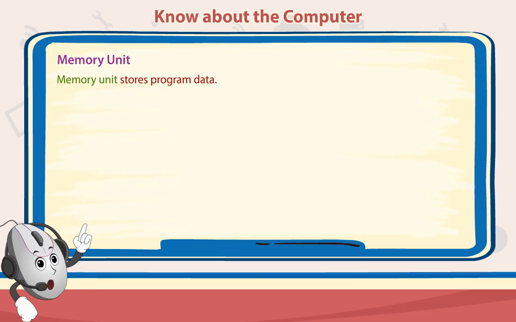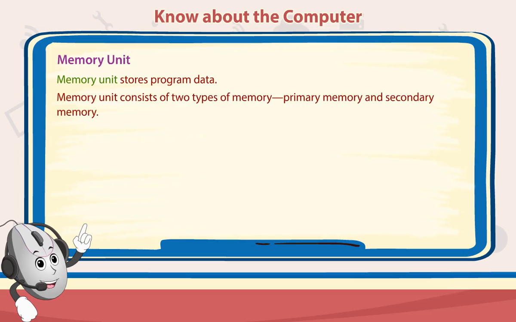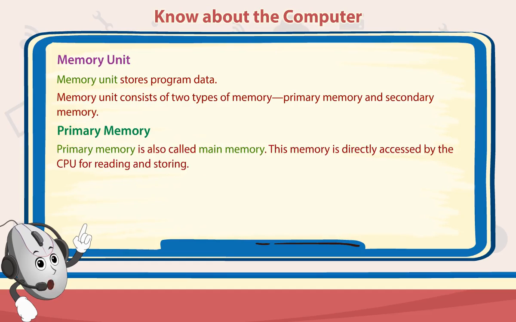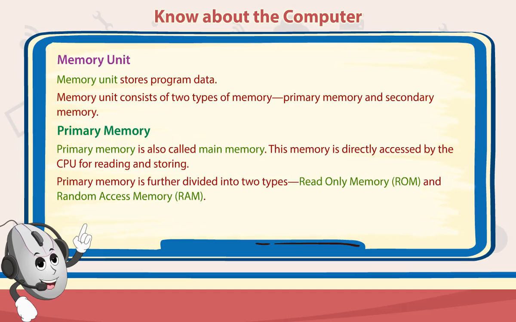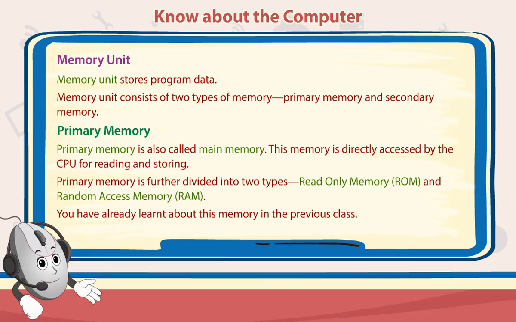Memory unit. Memory unit stores program and data. Memory unit consists of two types of memory: primary memory and secondary memory. Primary memory. Primary memory is also called main memory. This memory is directly accessed by the CPU for reading and storing. Primary memory is further divided into two types: read-only memory (ROM) and random access memory (RAM). You have already learnt about this memory in the previous class.